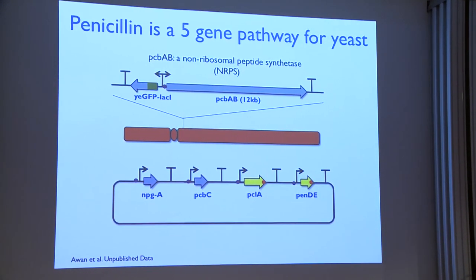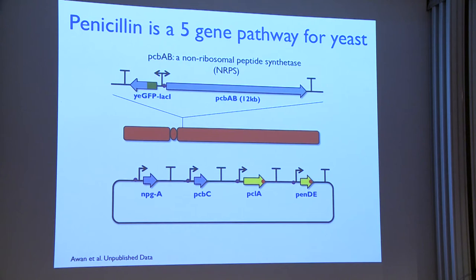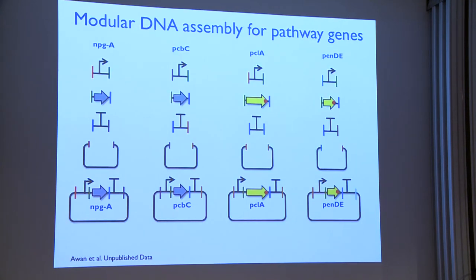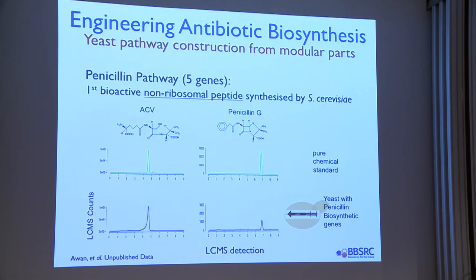The rest of our pathway goes on plasmids. And we use these modular DNA assembly kits to put in some different promoters, different versions of the open reading frames that encode the enzymes, adding on tags and different 3' UTR or terminator sequences, because that can also affect gene expression in yeast. And when we put all these together, combine them first into their individual gene plasmids, and then assemble them into a final yeast pathway plasmid, we can start getting our cells producing penicillin.